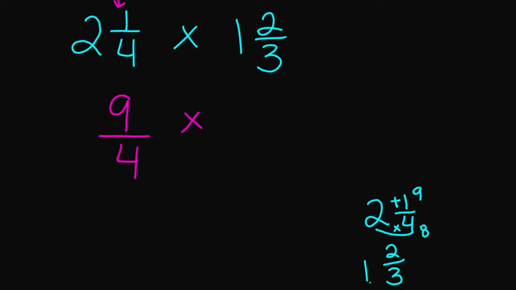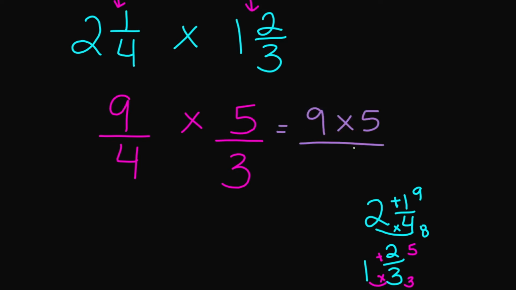Times, let's go here, 1 times 3, this is going to give us 3, plus 2 is going to be 5. So as an improper fraction, 1 and 2/3 is going to equal 5 over 3. Now I'm going to go ahead and multiply across. In my numerator, we have 9 times 5. And then in my denominator, we have 4 times 3. 9 times 5 is 45, over 4 times 3, this is going to give us 12.